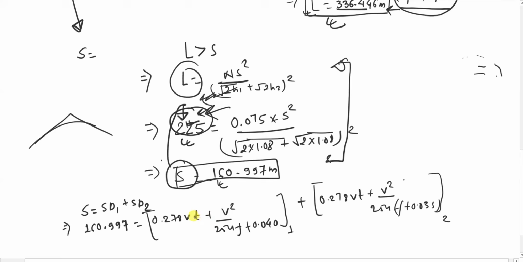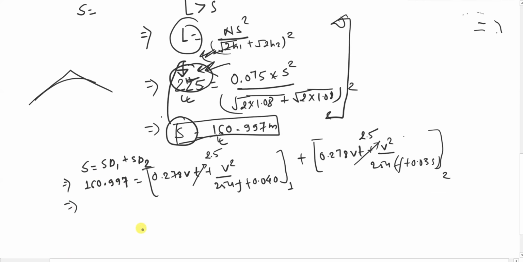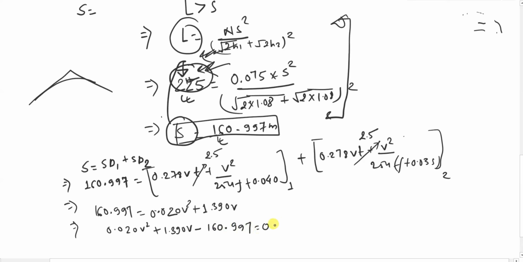Now the reaction time of the driver in this case is 2.5, and everything here is given. Since t is 2.5, you can just put the value and you can get the equation, right? The equation will come out to be 160.997 equivalent to 0.020 v square plus 1.390 v, right? So that will be the equation: v square plus 1.390 v minus 160.997 equals 0. This is a quadratic equation in v, and if you solve this, you get two values. The negative value is to be discarded and only the positive value is taken.